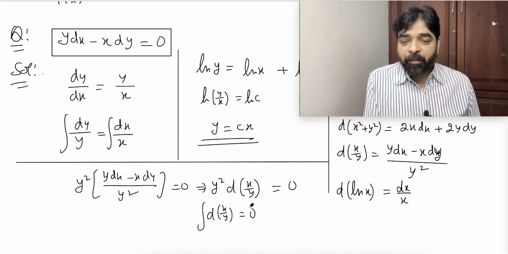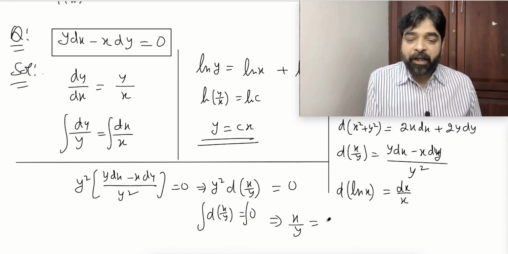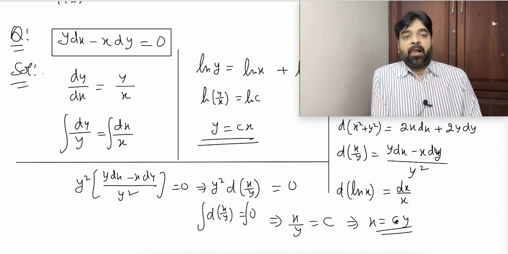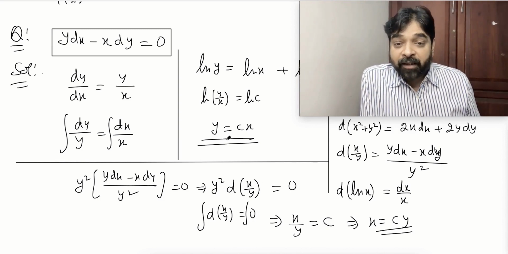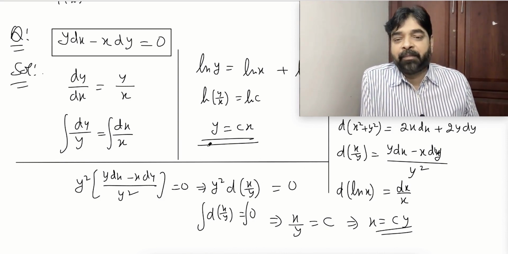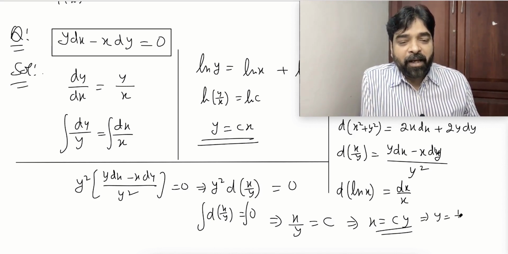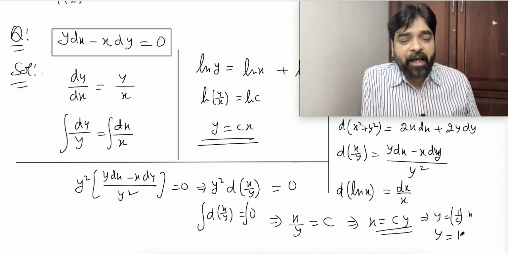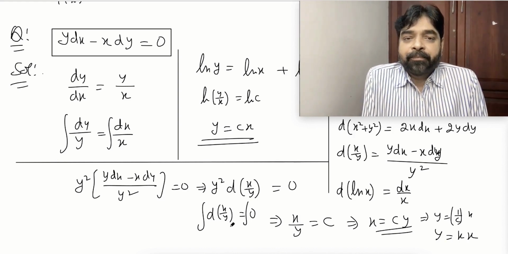Now, question over, integrate both sides. What is the d of x by y? x by y is equal to 0 integration, c. So the answer is x equal to cy. Did you understand? Here, you will say, sir, this answer is different. No, both are same. This is y equal to cx, this is x equal to cy. x equal to cy, I can write y equal to 1 by c into x, and 1 by c is an arbitrary constant, that you can again write as k, kx. Same thing. Is it clear?